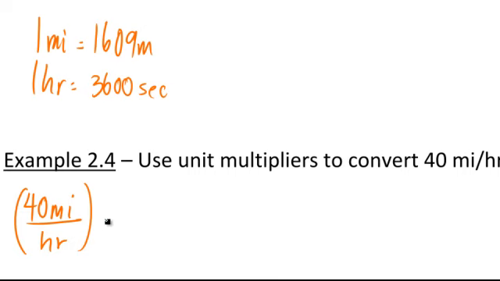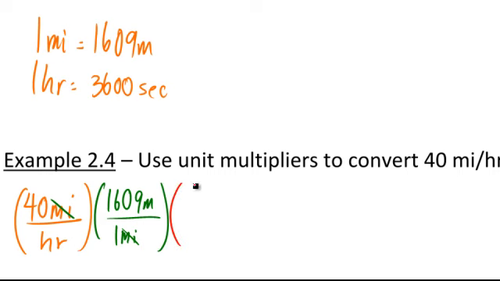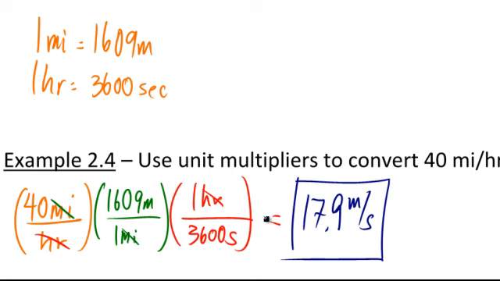What I do now is I arrange these things in such a way that I get rid of the units I don't want and end up with the units I do. So I want to put the meter and mile with the meters upstairs and the miles downstairs so that the miles cancel. And then I want to put the hour units upstairs and the second units downstairs so that I get rid of the hours. Now I put these things into my calculator and come up with a number. What this tells me to do is to take 40, multiply it by 1609, multiply it by 1, and write that number upstairs. Take 1 times 3,600, write it downstairs, then take the upstairs divided by the downstairs. Here's what I get. I get that 40 miles an hour is about equal to 17.9 meters per second.